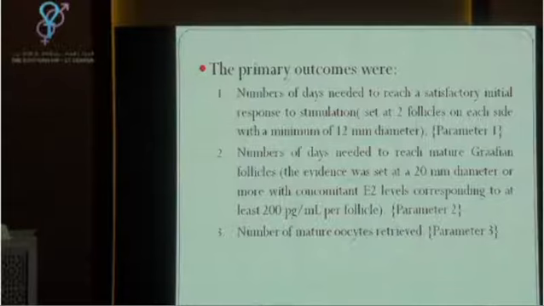We set as a primary outcome the number of days needed to reach a satisfactory initial response to stimulation. A number of 2 follicles was set, 2 follicles on each side, with a minimum of 12 millimeters in diameter. This was parameter number 1. Parameter number 2 was the number of days needed to reach a mature Graafian follicle, and we set a limit of 20 millimeters in diameter or more, with a concomitant E2 level corresponding to at least 200 picograms per milliliter per follicle. And the third parameter was the number of mature oocytes retrieved.